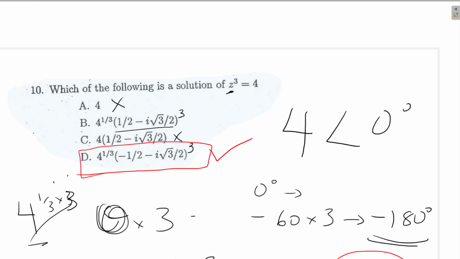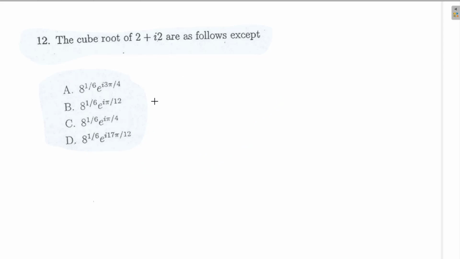Next question. The next question says that the cube roots of 2 plus 2i are as follows except... So meaning that all of these are cube roots of 2 plus 2i except one. So our question says we are to find the cube root of 2 plus 2i. So 2 plus 2i raised to the power 1 over 3.